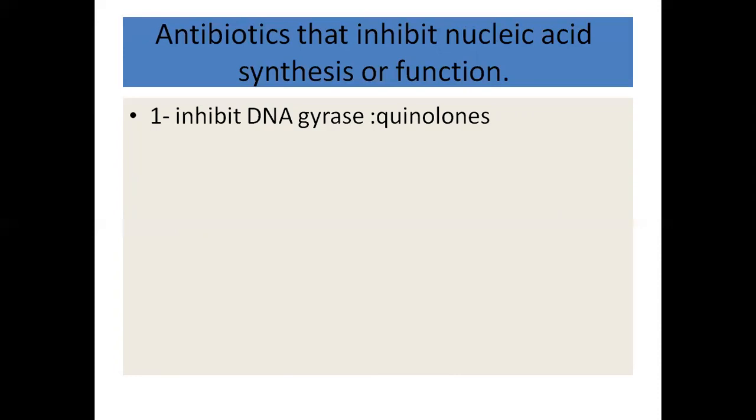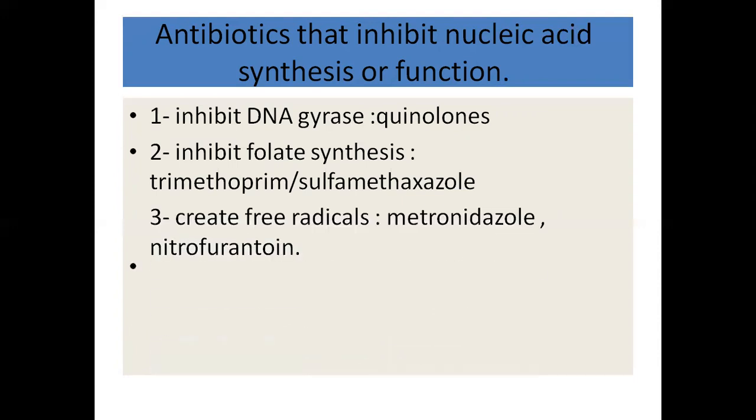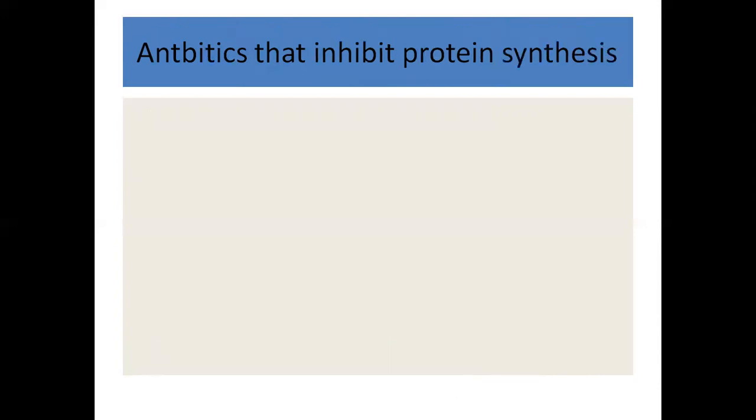Antibiotics that inhibit nucleic acid synthesis or function are three groups also. Those that inhibit the DNA gyrase are the quinolones. Number two are those that inhibit folate synthesis, like trimethoprim-sulfamethoxazole. And three, those that create free radicals, like metronidazole and nitrofurantoin.